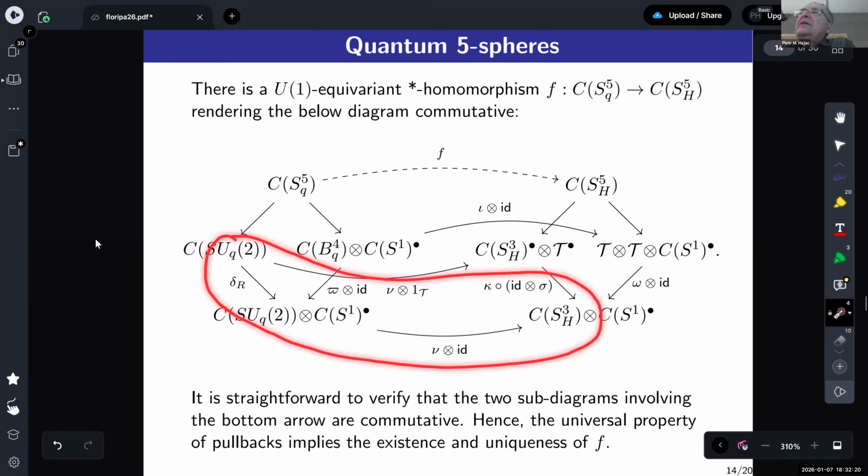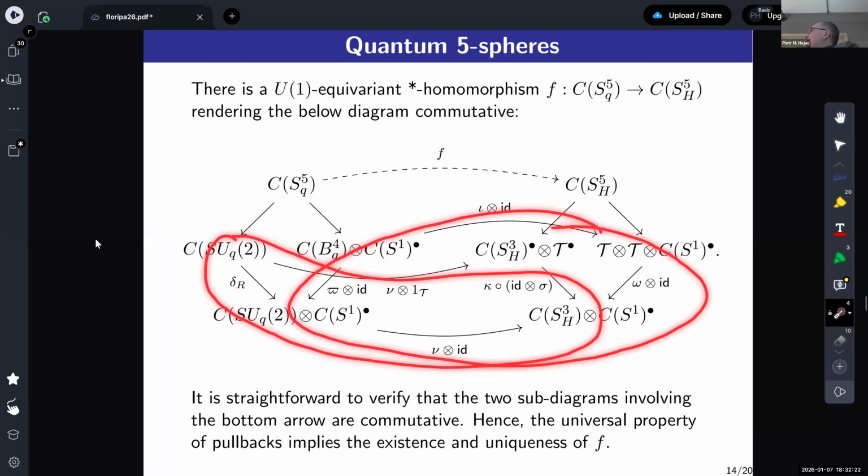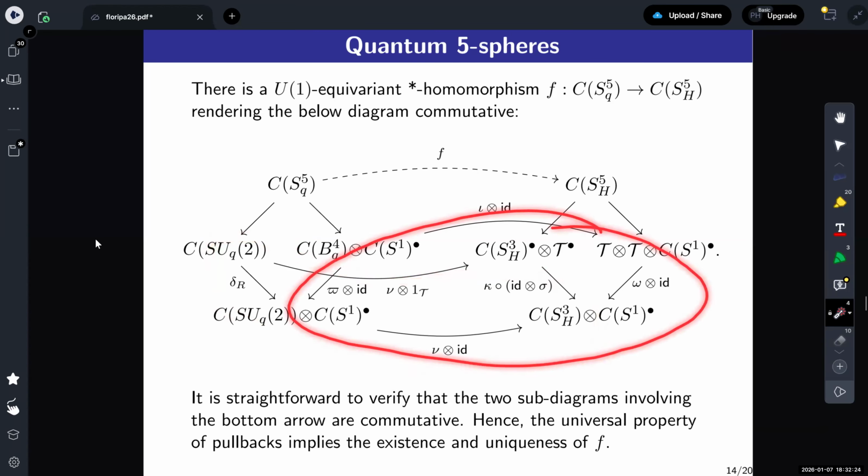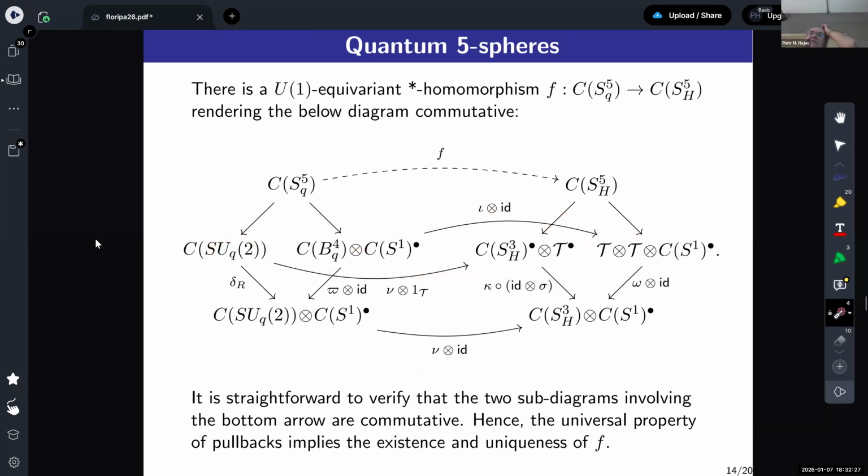That's commutative, and this is commutative. Then the rest is automatic. Okay? So F exists and is unique. All right. But this is all equivariant, so now I can go and take fixed points.